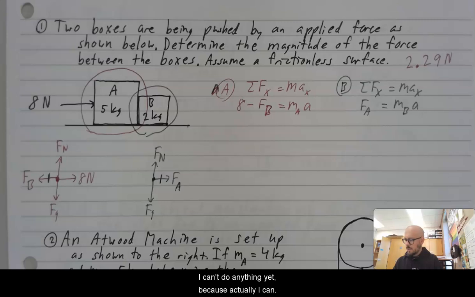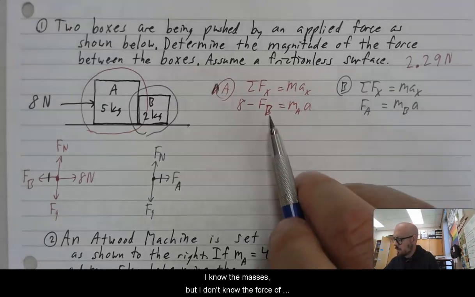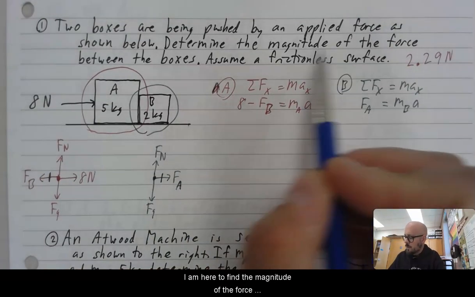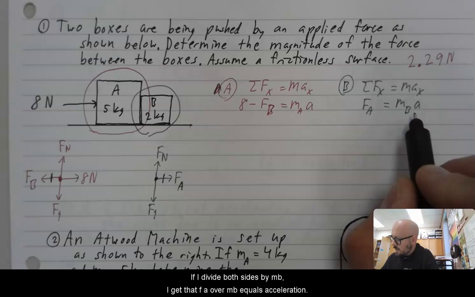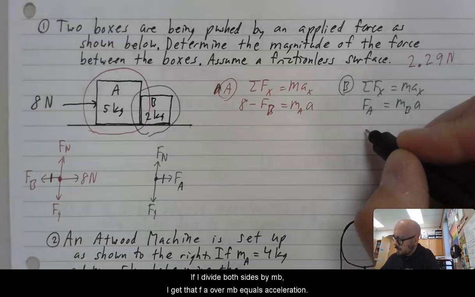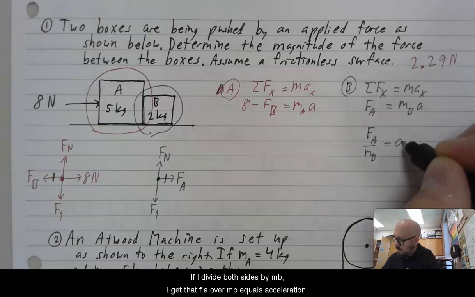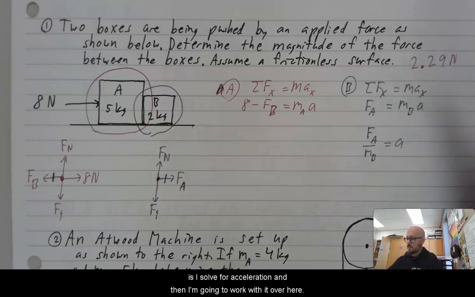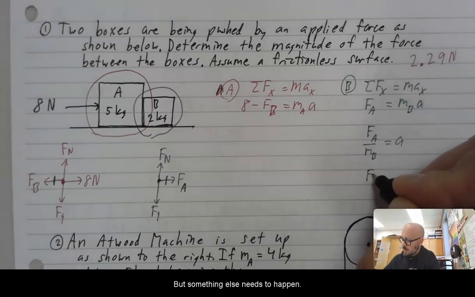All right, now I can't do anything yet because, actually I can. I have two unknowns. I know the masses, but I don't know the force of the box, and I don't know the acceleration. I am here to find the magnitude of the force between the boxes. So I am going to work with the acceleration. If I divide both sides by mb, I get that Fa over mb equals acceleration. And that's the key to this problem, is I solve for acceleration and then I'm going to work with it over here.